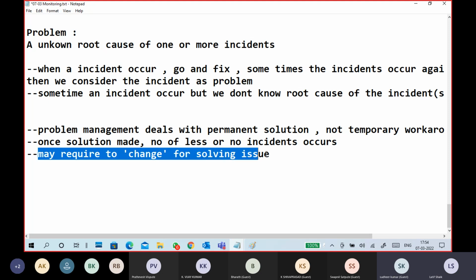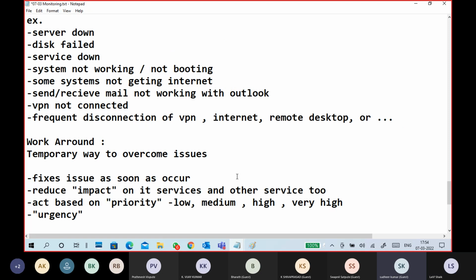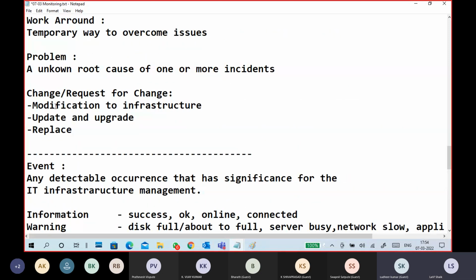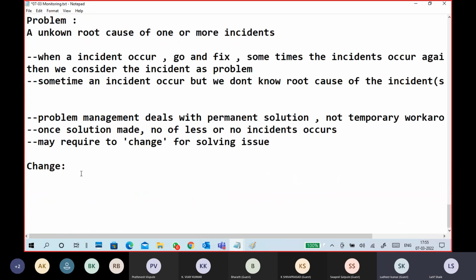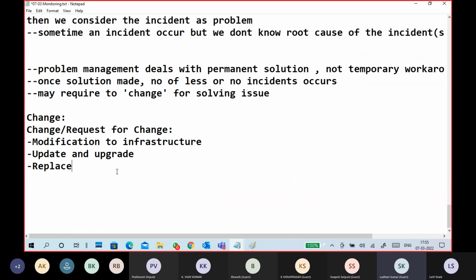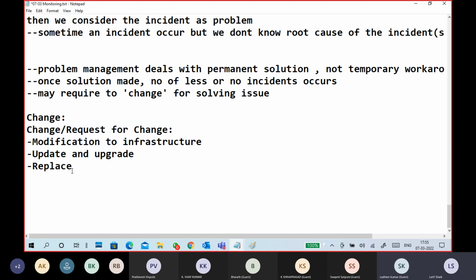Okay, it may require a change. So what is this change? Change has so many things, guys, like a request for change, modification to infrastructure, update and upgrade, replace. So this is my change management. What is change management?